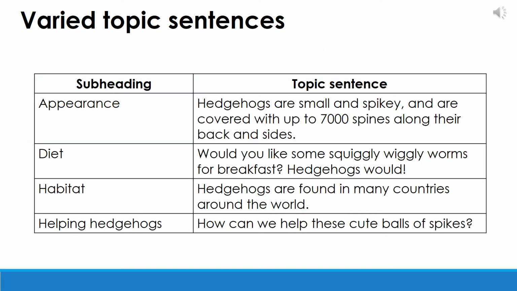Now, these are my topic sentences for the subheadings. As you can see, they're all very different. It makes sure that the reader doesn't get bored. I've used a joke, I've used a question, some facts, statements, and I've also made sure that the first words are not always the same. I know appearance and habitat are the same, but they're slightly different in format. So please make sure that when you're writing your topic sentences, they're very interesting and very different from each other.